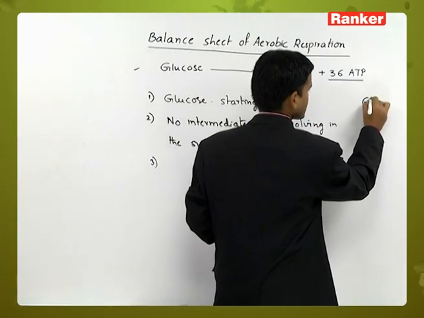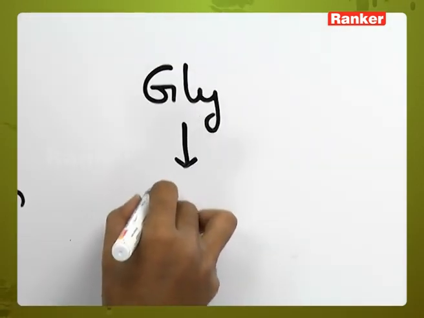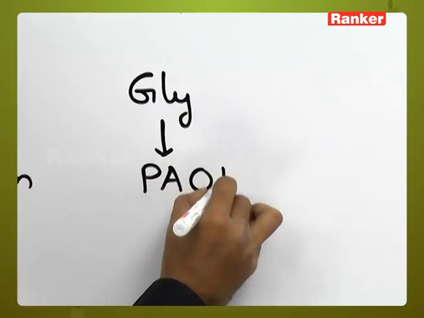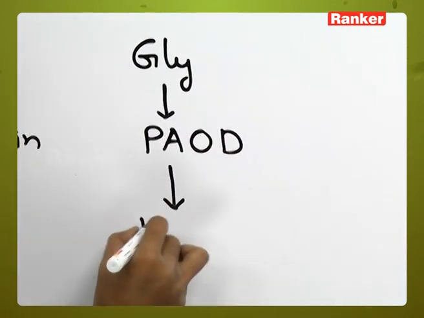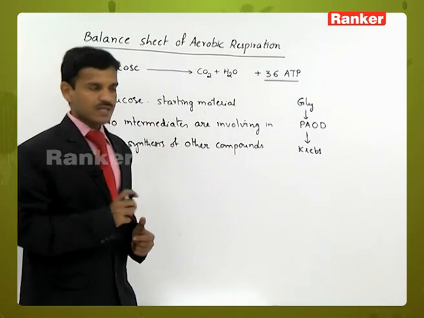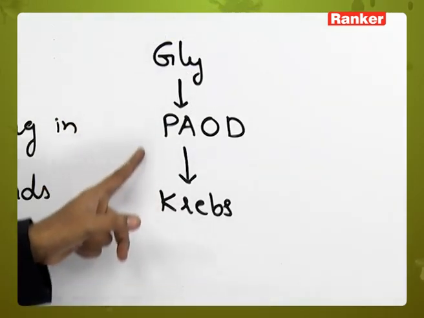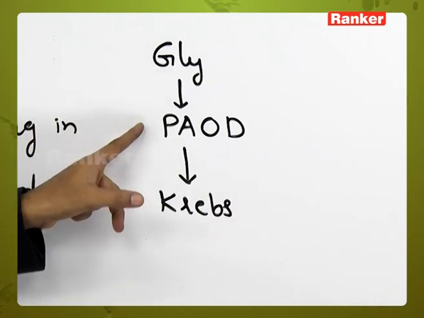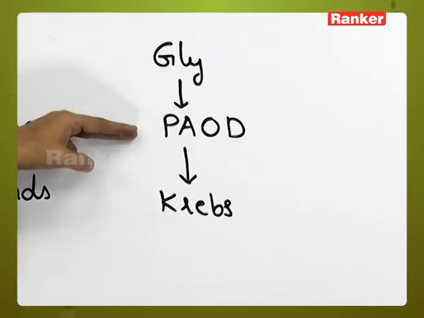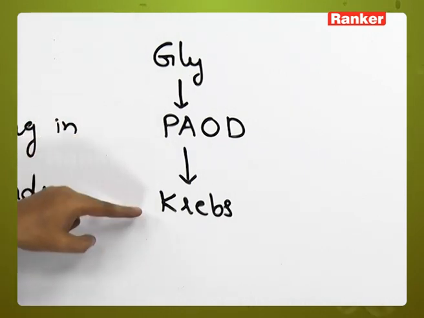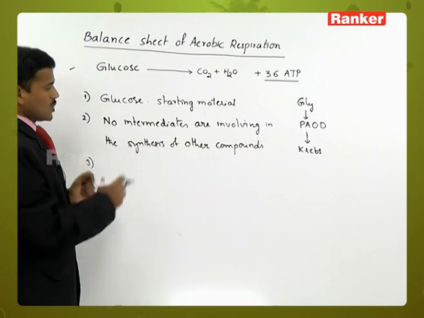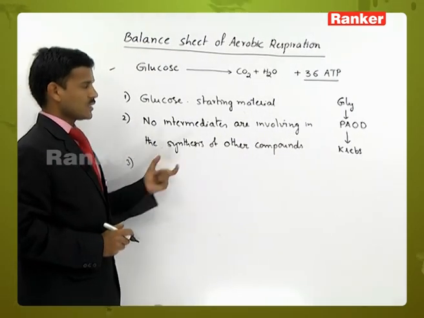Means glycolysis. After glycolysis, pyruvic acid is synthesized at the end of glycolysis. It undergoes oxidative decarboxylation, and next is involved in the Krebs cycle. In this process, carbon dioxide is released. So the different steps are glycolysis, pyruvic acid, oxidative decarboxylation, Krebs cycle. One by one, continuously, stepwise reactions are going on. No intermediate products are involved in the synthesis of other compounds.